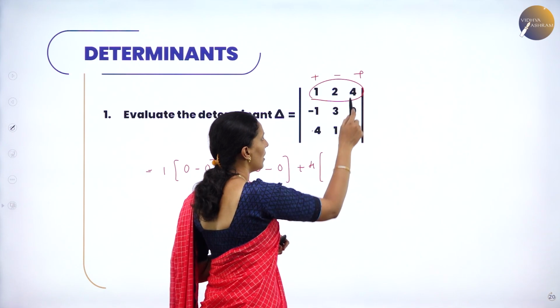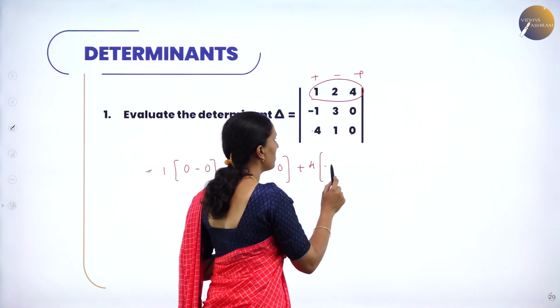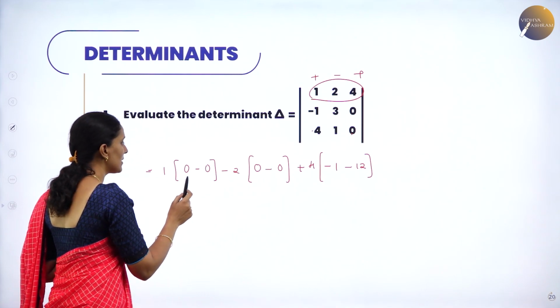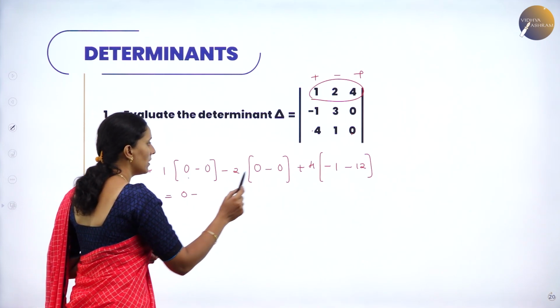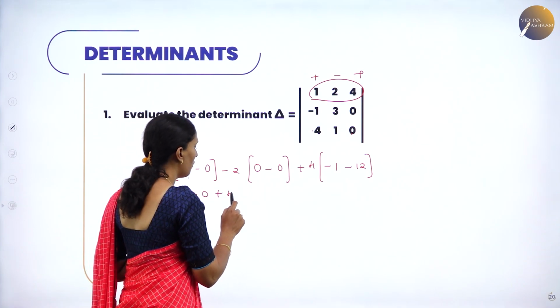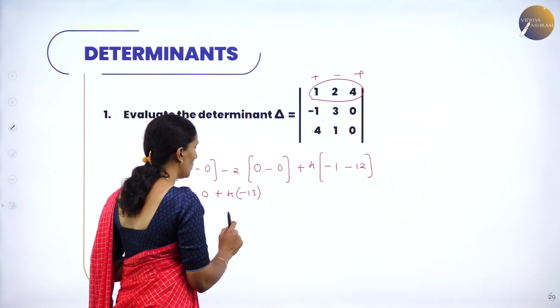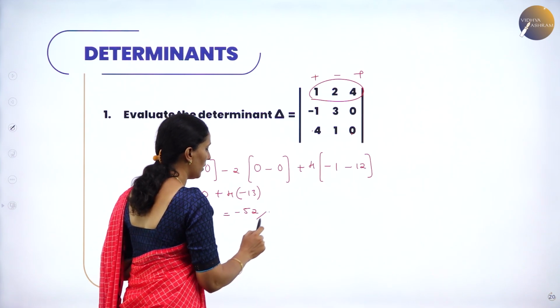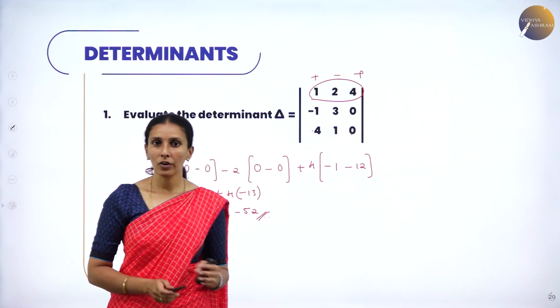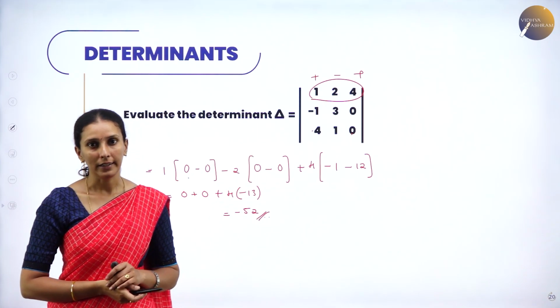The last one is 4 we have. So, delete the column and row. We have minus 1 into 1, minus 1, minus 12. Clearly, you can see here 0 into 1, 0. 0 into minus 2, 0 here. Next, we are left with 4 into minus 13, whose value is minus 52 only. So, thus, you can take any column or any row for the expansion of determinant.